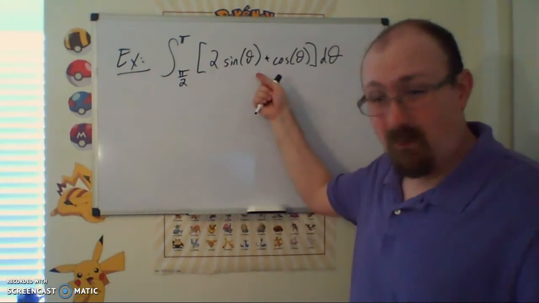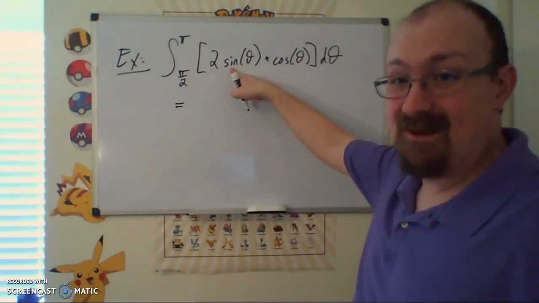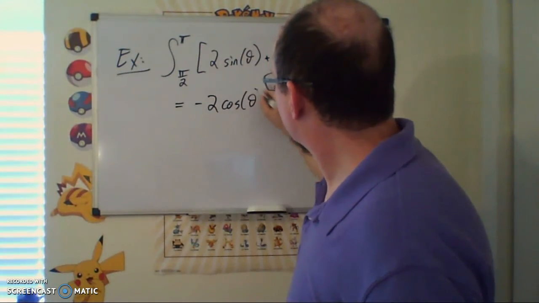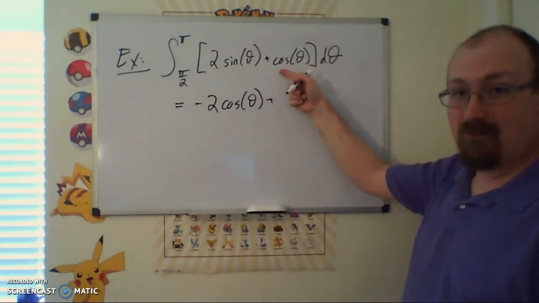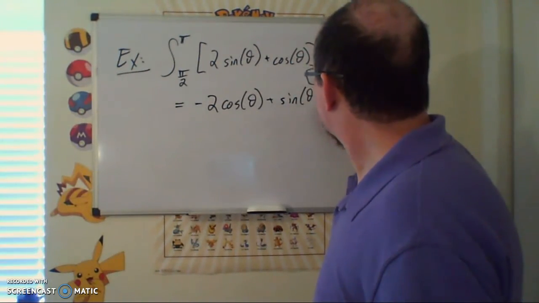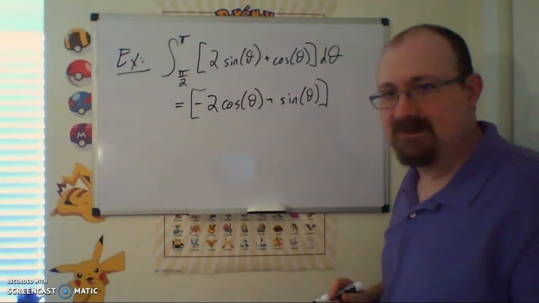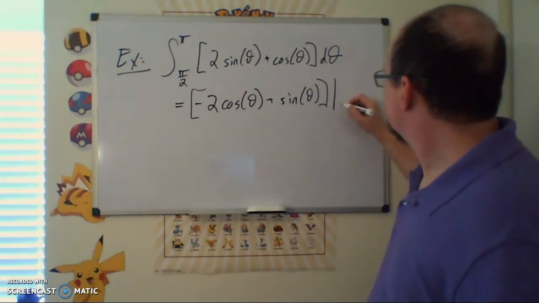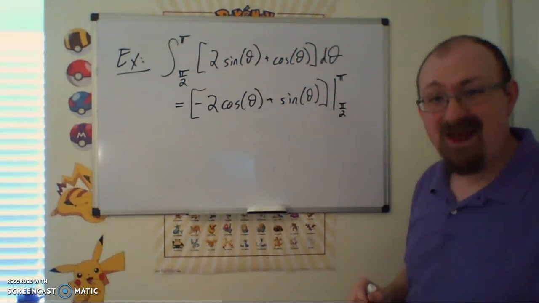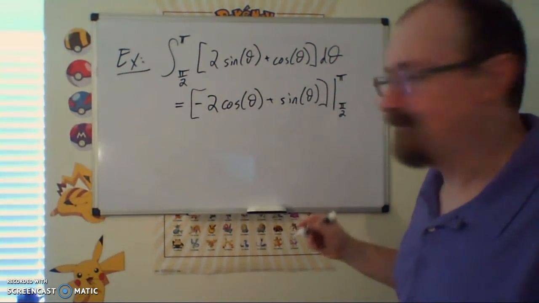Fundamental theorem says we need an antiderivative. So antiderivative of sine of theta is negative cosine of theta. So negative 2 cosine theta. Antiderivative of the cosine function is sine of theta. Again, please don't forget to write the d thetas on these things. So all right. So now I need to evaluate that thing at pi, and then at pi over 2, and then take the difference.